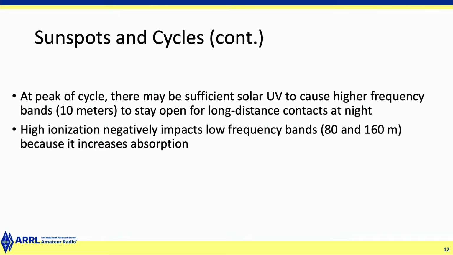High ionization negatively impacts the low frequency bands because it activates that darn D layer. So 80 and 160 meters is actually going to have less propagation when you get high ionization, because the ionization starts affecting the D layer. When solar activity is low, there's less ionization of the D layer, and you get better propagation on the lower bands, worse propagation on the higher bands.